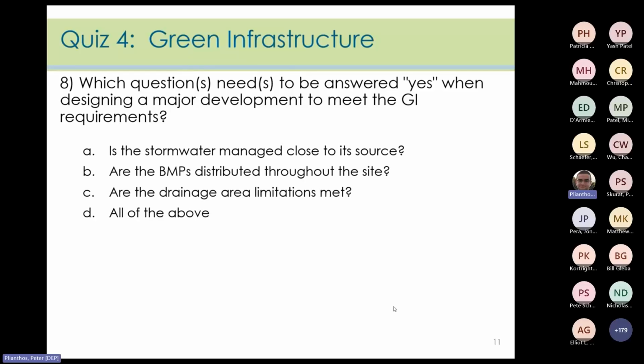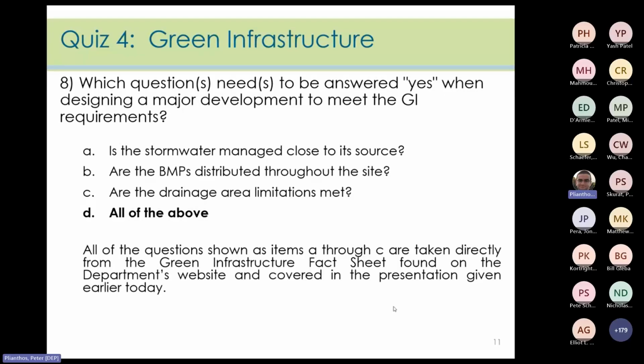Question 8. Which questions need to be answered yes when designing a major development to meet the GI requirements? And the correct answer is all of the above. So, as found in the GI fact sheet, the stormwater must be managed close to its source, the BMPs must be distributed throughout the site, and the drainage area limitations, as applicable, must be met when designing a major development to meet the GI standards.